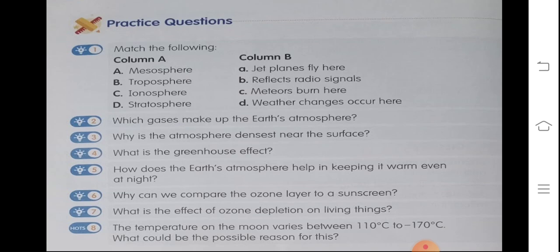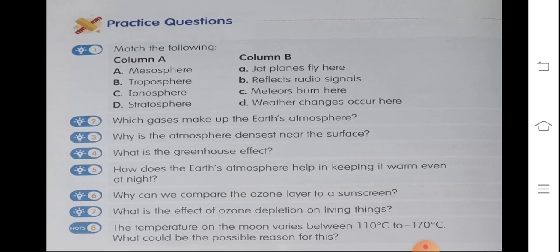content book. Question number 1 is a very easy question, so we will not discuss it. Question number 2, which gases make up the Earth's atmosphere? So the correct answer is the gases that make up the Earth's atmosphere are nitrogen, oxygen, carbon dioxide, water vapor and inert gases.